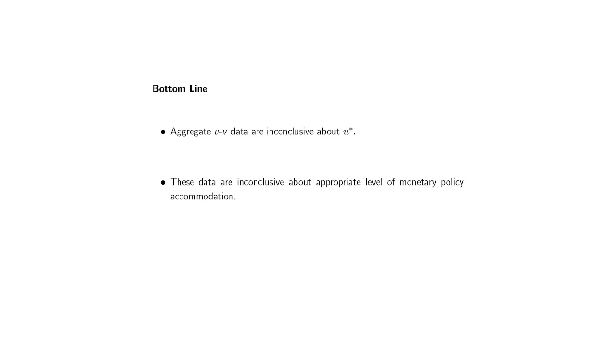The bottom line from this is that the aggregate unemployment and vacancies data, even viewed through the lens of this very tight framework, are inconclusive about what the natural rate of unemployment is. And these data alone, just looking at unemployment and vacancies alone, cannot tell you what the appropriate level of monetary policy accommodation is.